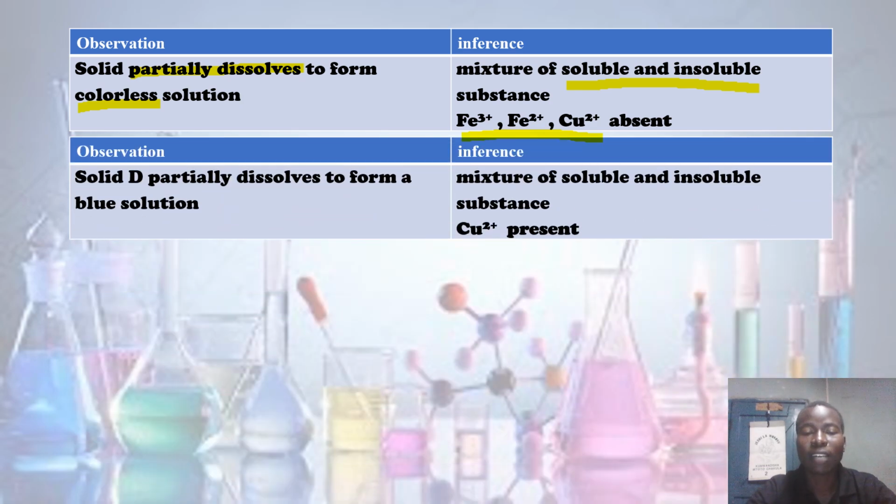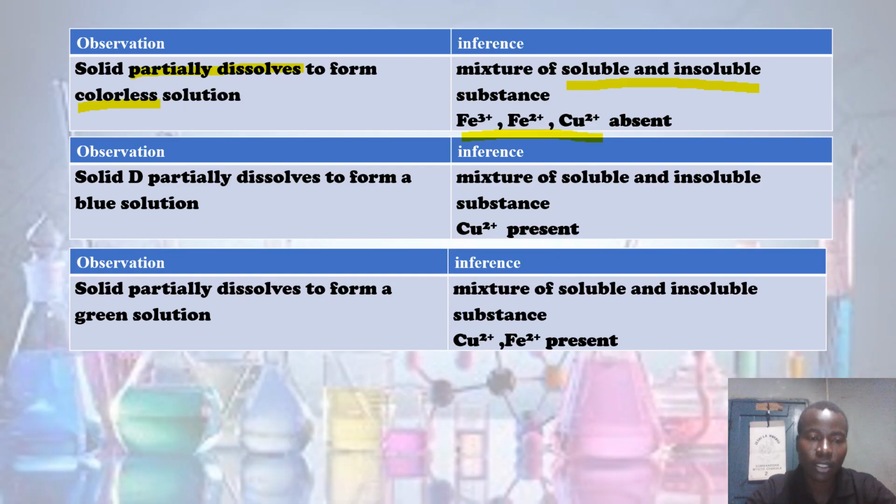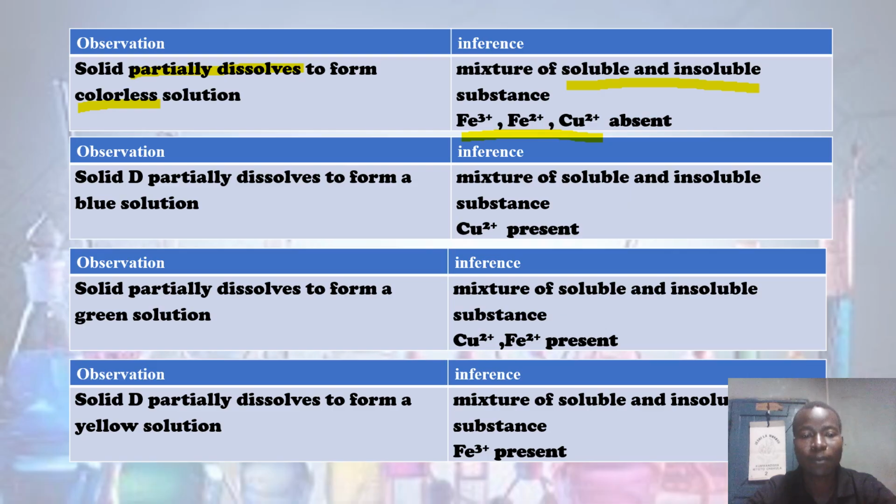Alternatively, you can have that solid dissolving partially to form a blue solution. So if the solution is blue, talk about copper 2 ions being present. If the solid partially dissolves to form a green solution, talk about copper ions and iron 2 ions being present. If it partially dissolves to form a yellow solution, talk about iron 3 ions being present.